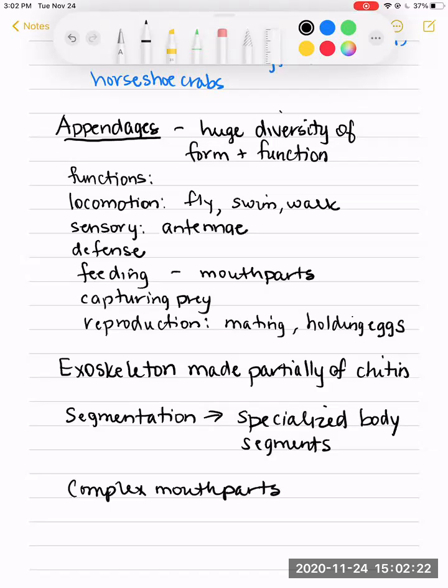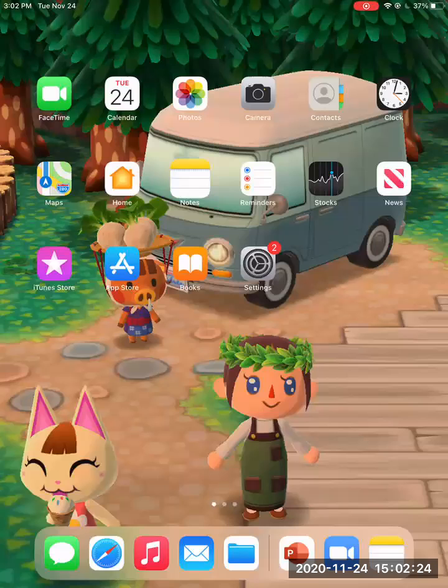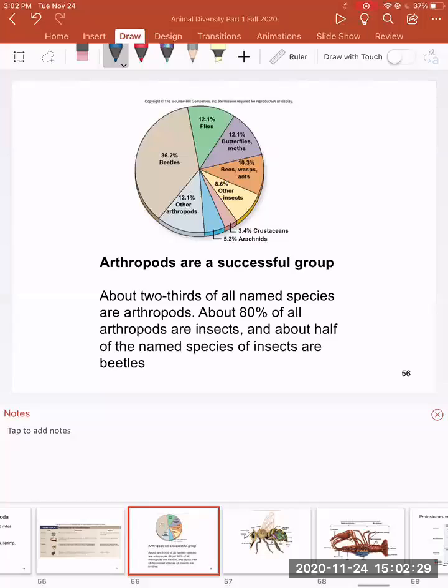So let's just quickly look at some examples of arthropods. First, I'm going to show you that just within the insects, they are the most numerous. About 80% of our arthropods are insects, and you can see most of those are beetles. And then you can see flies, butterflies, moths, bees, wasps, ants.